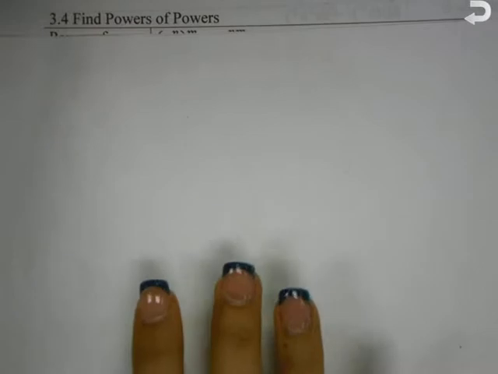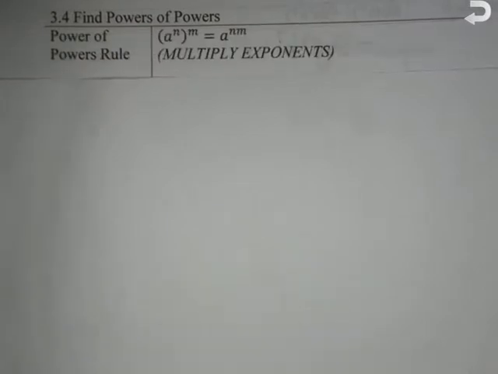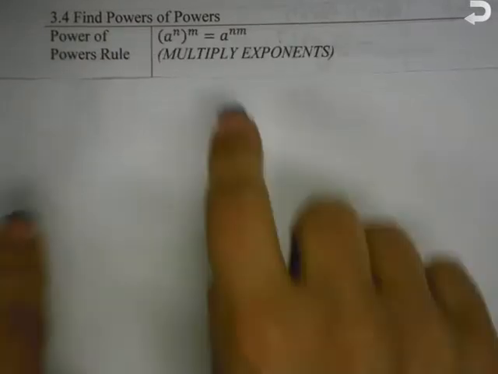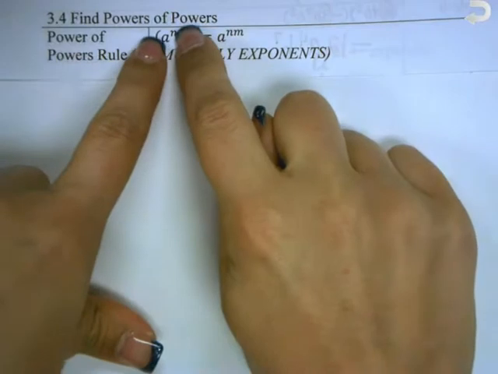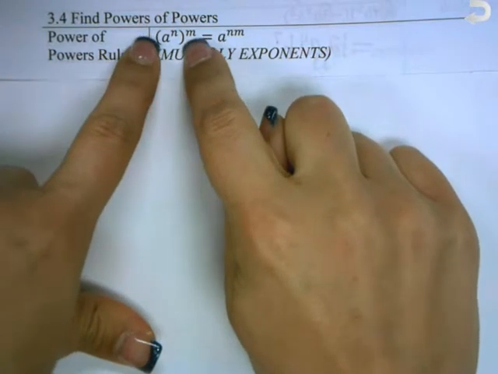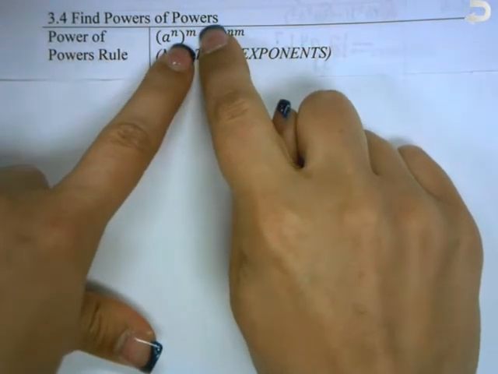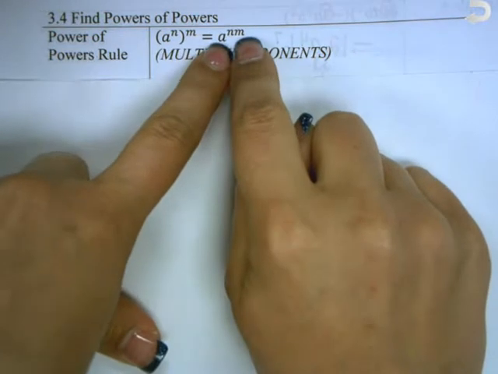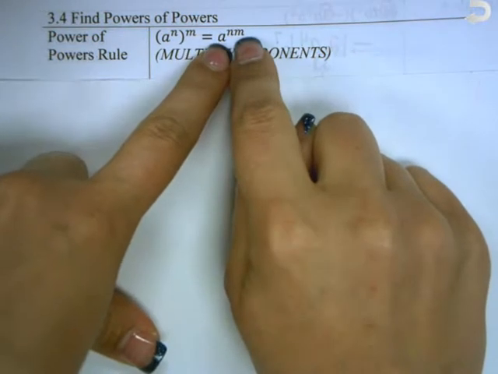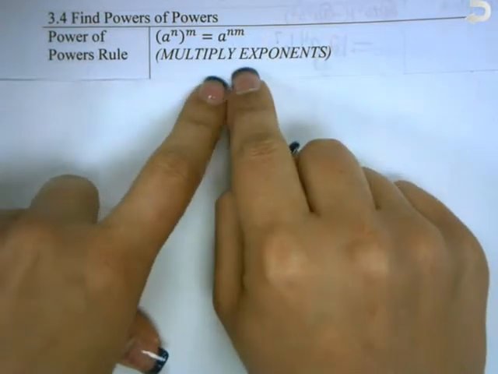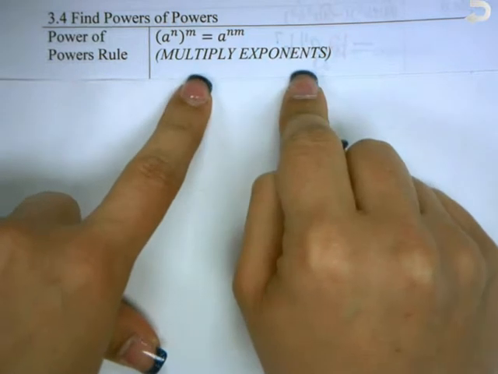Okay, you guys, so today we're taking powers of powers, which means we're going to take something that's raised to an exponent and then raise that to an exponent. So we have a power of powers rule. If we have something raised to an exponent, it's in parentheses, and then we raise that to an exponent, we multiply the two exponents together. So our rule for powers of powers is we multiply the exponents.